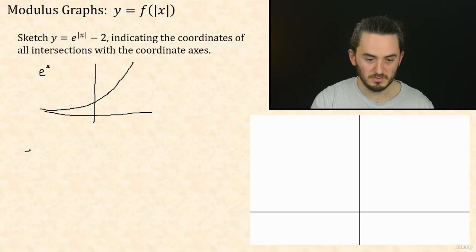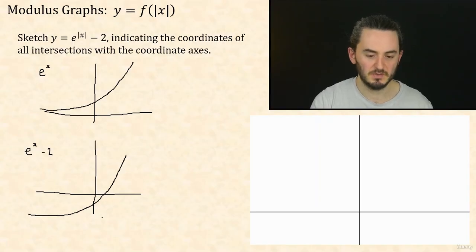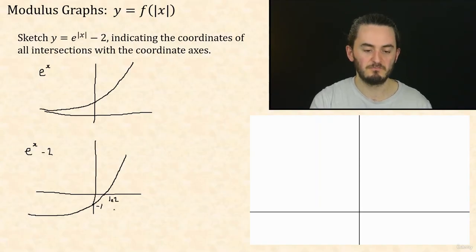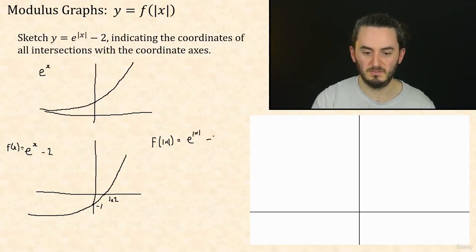e to the x minus 2, again, we did this in the last video. That's just this graph, but shifted down by 2 units. So it's this whole thing, but shifted down by 2 units. And we saw in the last video as well that this point here has a y value of -1, and the x value here is ln 2. Okay, so if f of x was e to the x minus 2, well, f of mod x is e to the mod x minus 2.